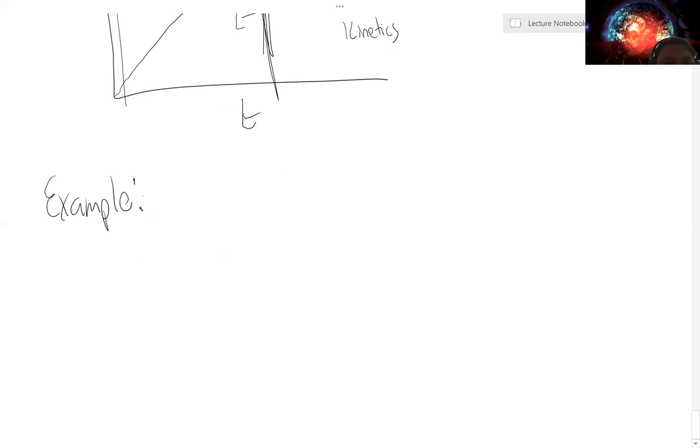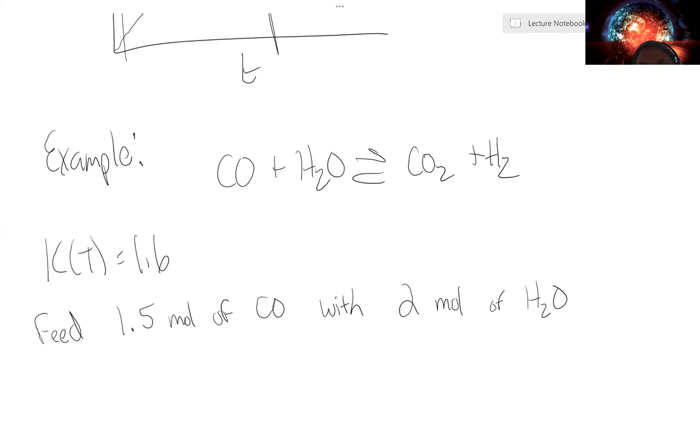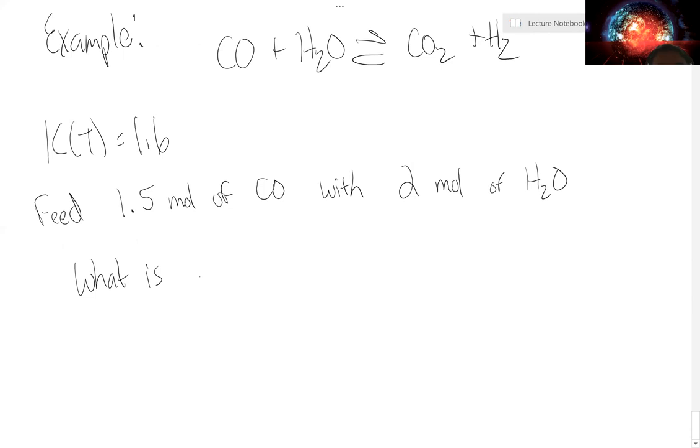For the sake of ease, we're going to have that same reaction, CO plus H2O goes to CO2 plus H2. This time I want to say K sub T is equal to 1.6. And for the process, I'm going to feed 1.5 moles of CO with 2 moles of H2O. So in this case, what I really want to know is what is the equilibrium composition and extent of reaction.